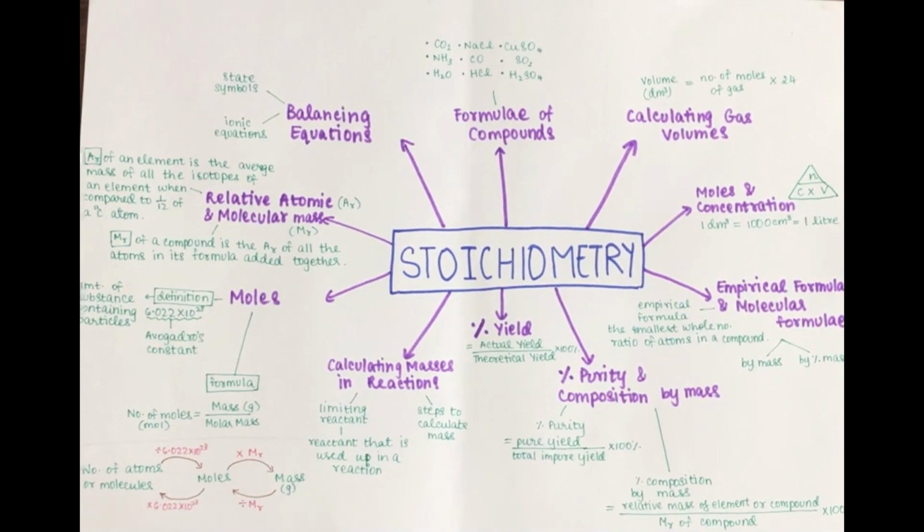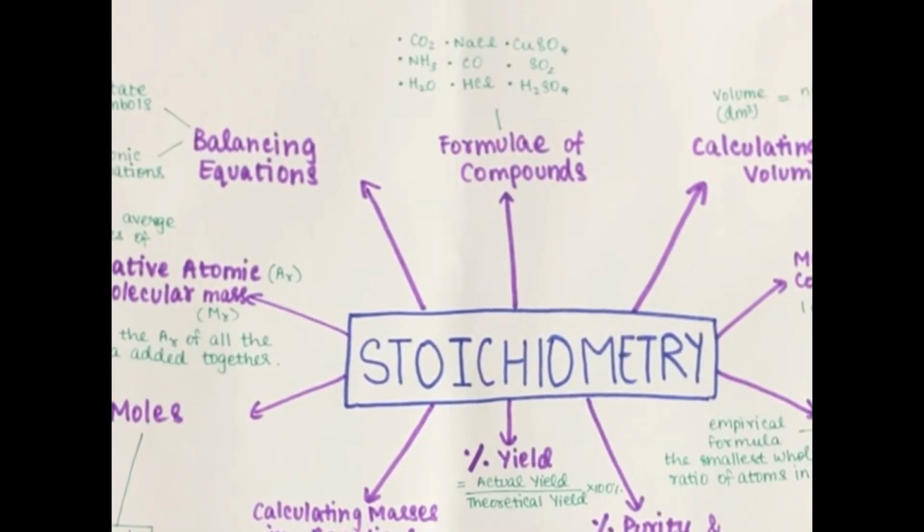So let's get started. First up is the formulae of compounds. Now we know that every element has its own chemical symbol. Sodium has Na, carbon is C, oxygen is O.